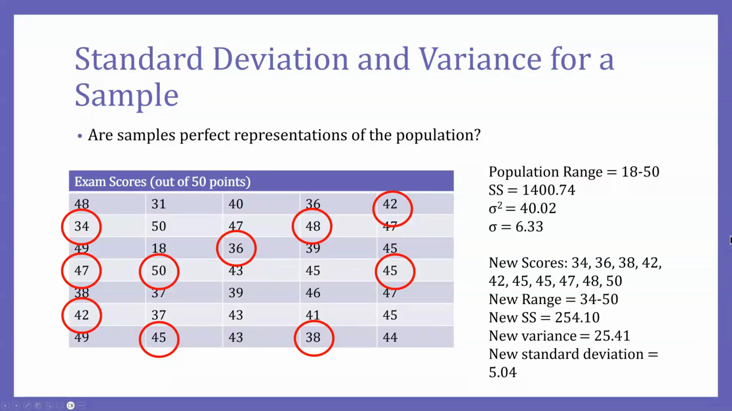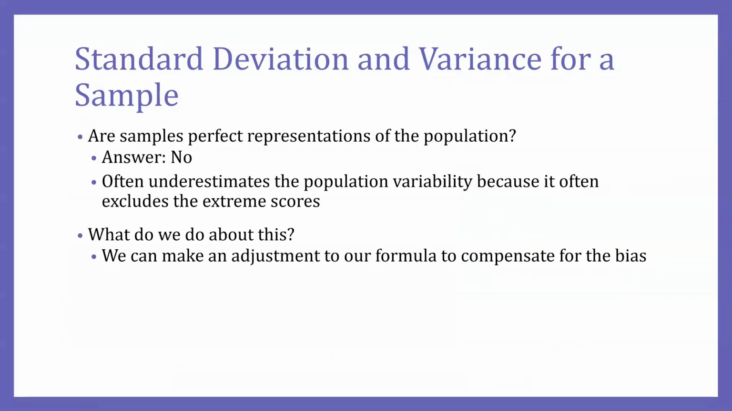And that's kind of a problem because we're assuming that our samples are good representations of the population, and we could come away with some misleading judgments if we're leaving out some of these more extreme scores, or we're pretending that our scores are a little bit closer to the mean than they actually are. So what do we do about this? What we have to do is make an adjustment to our formula to kind of compensate for this underestimation bias. So if we can make a small little adjustment, what we see is that it ends up actually being fairly similar to the population standard deviation.